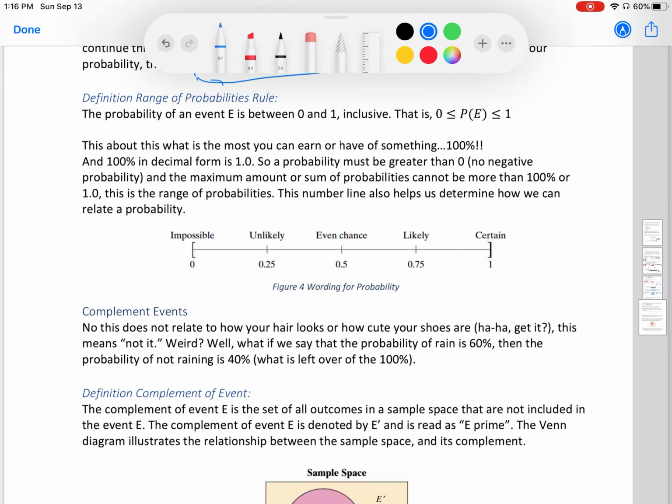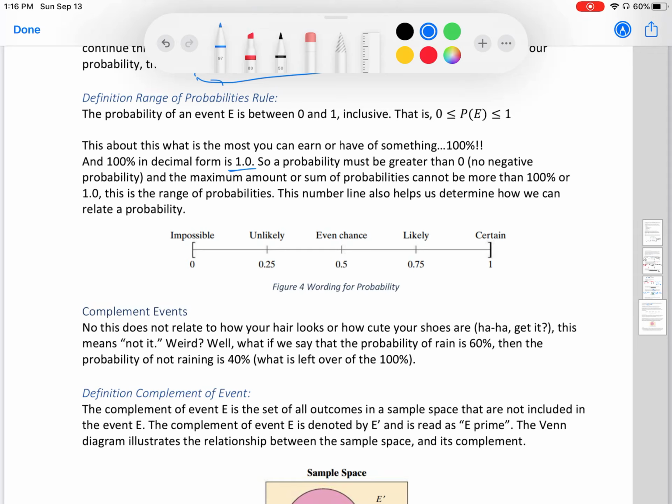Definition of the range of probability rule. The probability of event E is between 0 and 1 inclusive. That is, 0 is less than or equal to P(E), which is less than or equal to 1. This is about what is the most you can have, so 100%. And 100% in decimal form is 1.0.